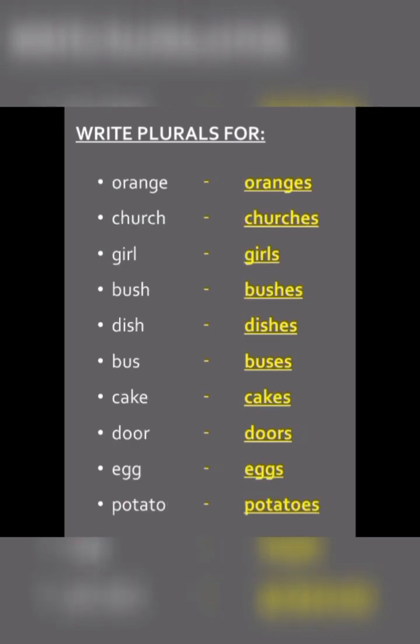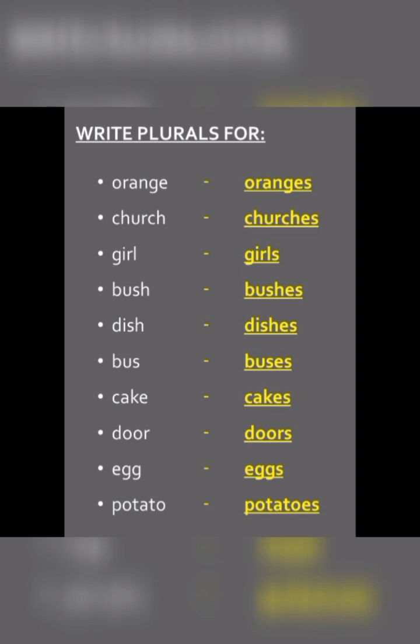Next is orange, oranges. Church, churches. Girl, girls. Bush, bushes. Dish, dishes. Bus, buses. Cake, cakes. Door, doors. Egg, eggs. Potato, potatoes.